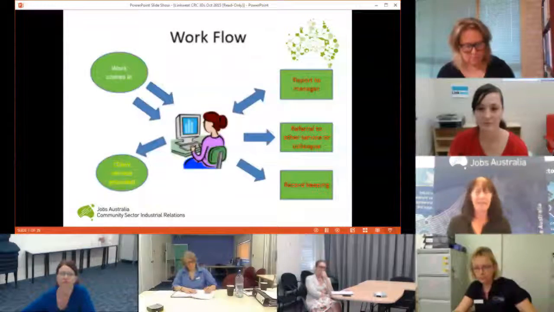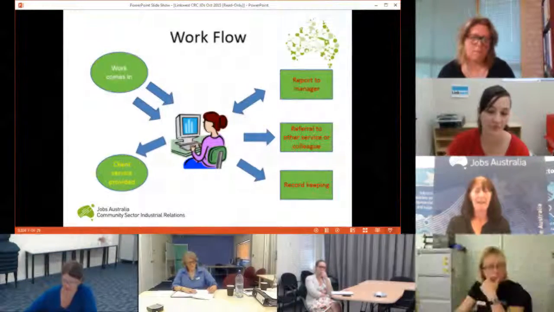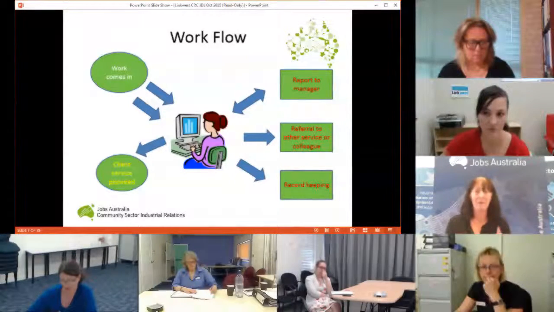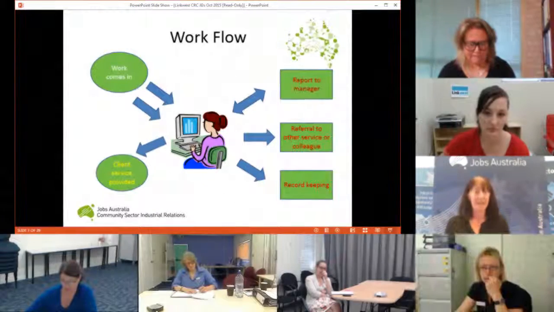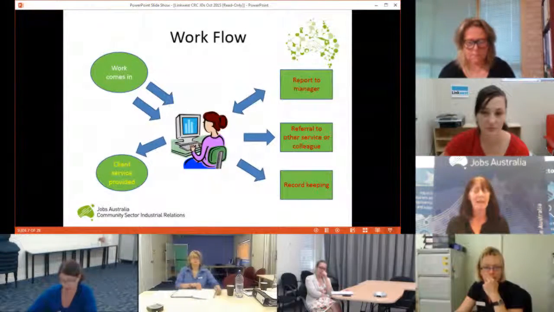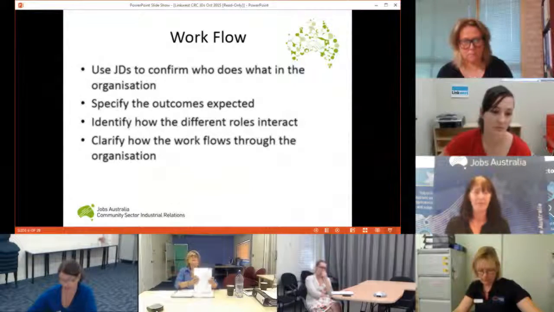Fabulous. So as we said, having a good job description allows us to look at the work that comes in and then the work that flows out and what happens in between there. So do they need to do reports to managers? Is there data that they need to extract? Is there external relationships that they need to maintain? And all those kinds of things. So what is it that we expect someone to do?